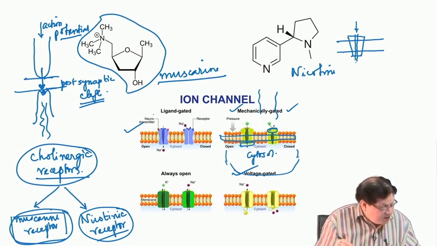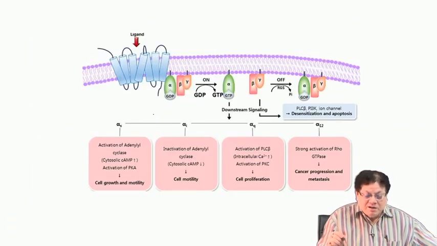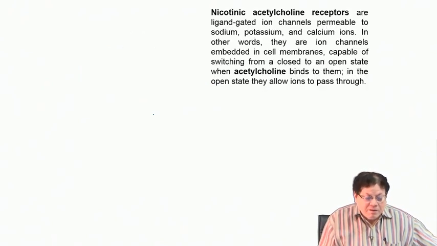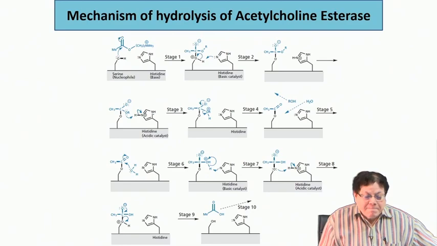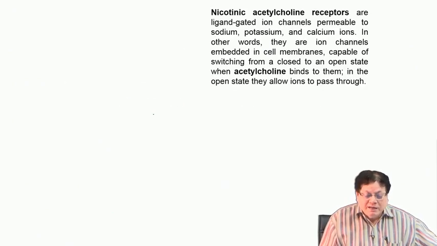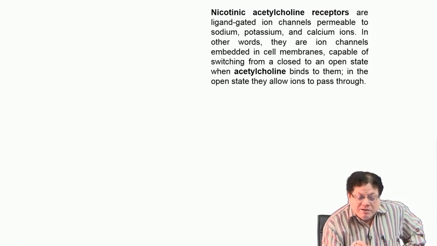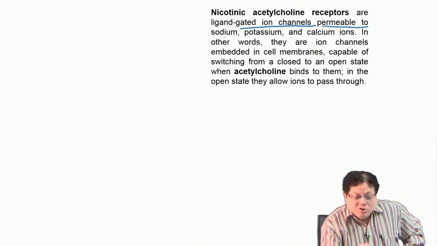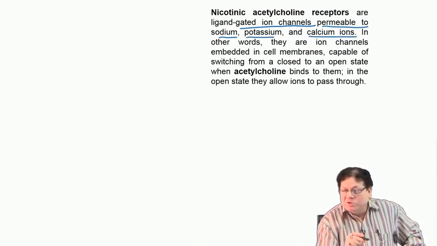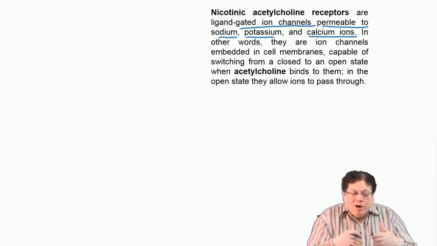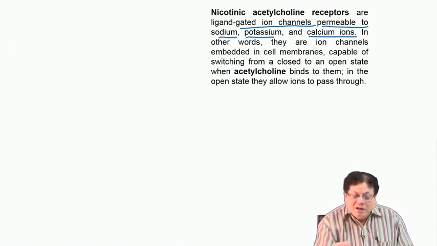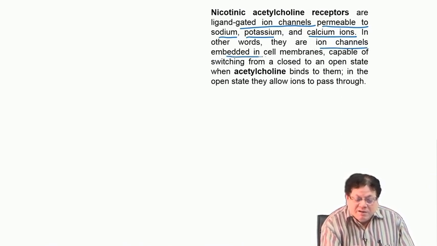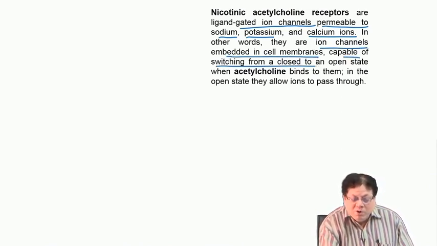How? Maybe the next slide will have that. Here it is written, nicotinic acetylcholine receptors are ligand gated ion channels permeable to sodium, potassium and calcium ions. So, that means they allow the inflow or outflow of these ions. In other words, they are ion channels embedded in cell membranes capable of switching from a closed to an open state when acetylcholine binds to them. In the open state, they allow ions to pass through.